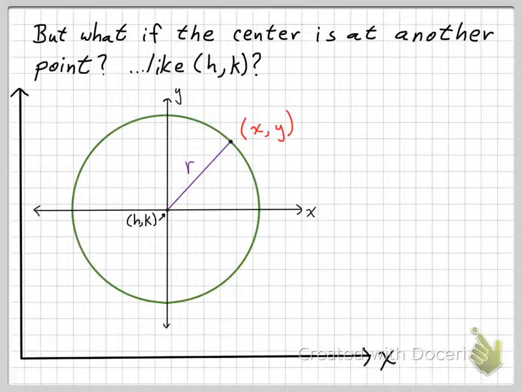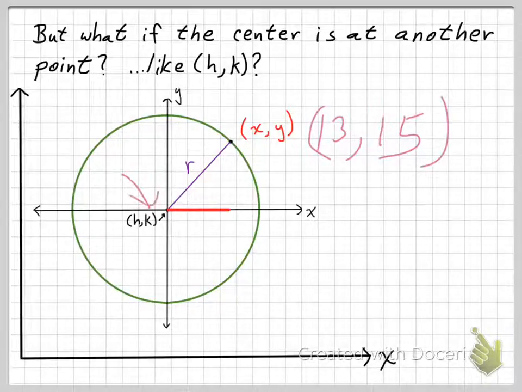So we're going to go through the same exact thinking process as the previous example where the center of the circle was at 0, 0, but now where the center is someplace else, for example, (h, k). I'll ask the same question. What is this distance? For the sake of argument, let me just pretend that this is the point 13, 15. I'm just making up random numbers. And let's say this center here is the point 9, 10.